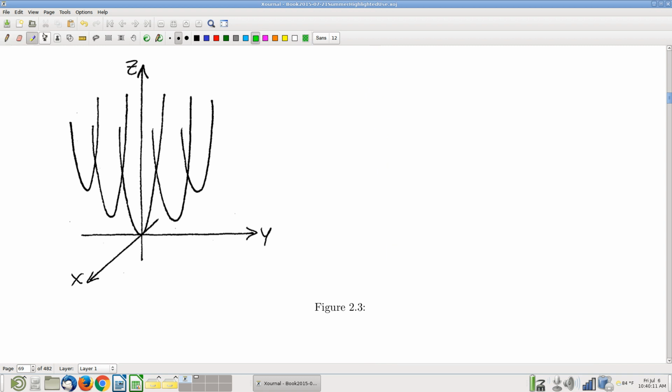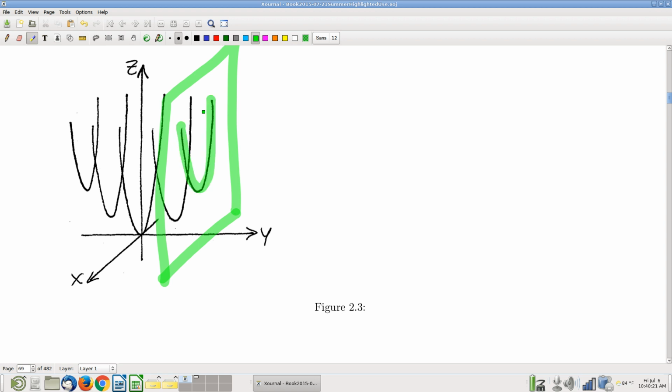So that gives us a picture that looks like this. In this plane, let's see if I can draw this now, there's a plane where y is equal to c. It's been shifted up by an amount c squared.